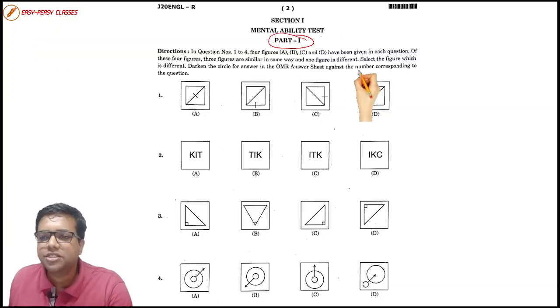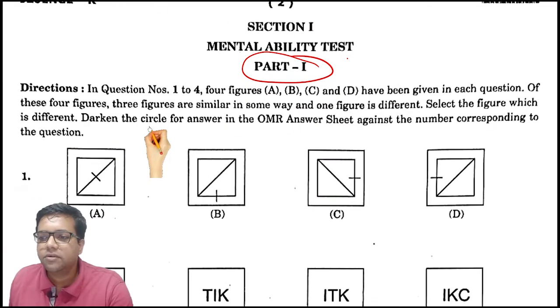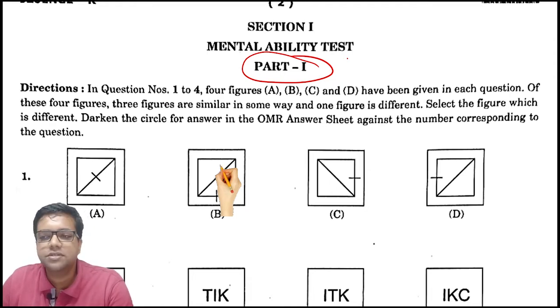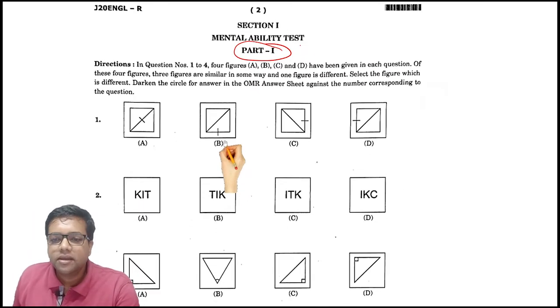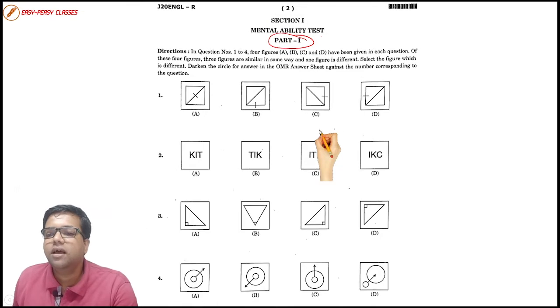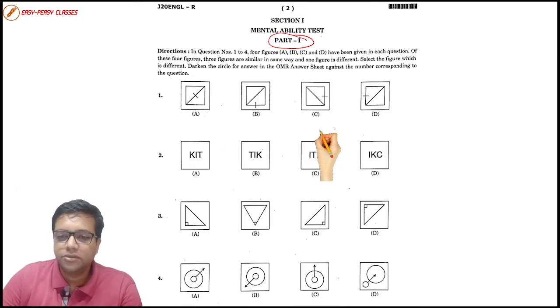Let us read the directions. What are the directions given over here? In question numbers 1 to 4, four figures A, B, C and D have been given in each question. Of these four figures, three figures are similar in some way and one figure is different. Select the figure which is different, and darken the circle for the answer in the OMR sheet against the number corresponding to the question. So what they're saying is that three figures among these four figures are similar, and you will have to choose the odd one out, right?